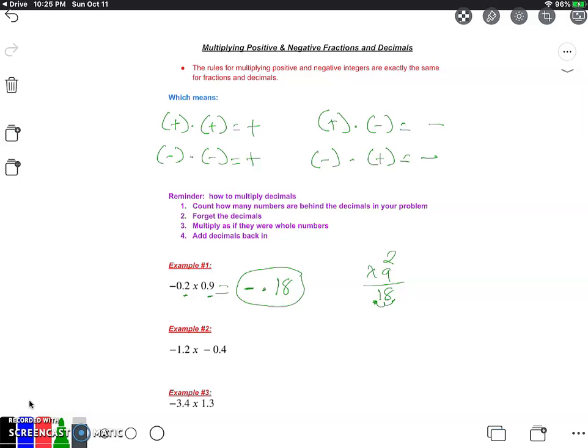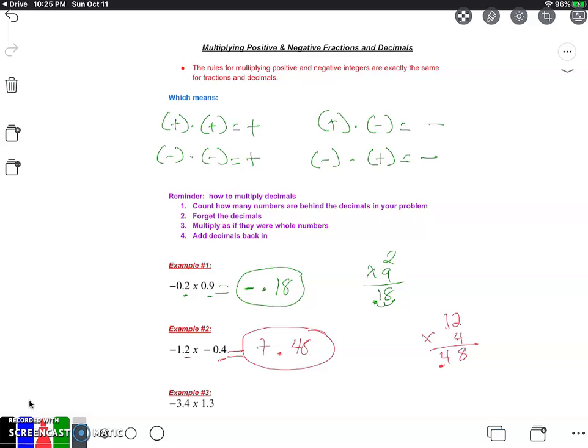Let's look at number two. Once again, let's figure out whether it's going to be a positive or a negative. A negative times a negative is going to give me a positive. I don't have to write the positive sign, but for visual purposes, I am going to write it. So now, remember, forget the decimals and multiply: 12 times 4, and that becomes 48. In my problem, I had one number after my decimal and two numbers after my decimal, so there should be three numbers after my decimal, and this should be a positive 0.048.